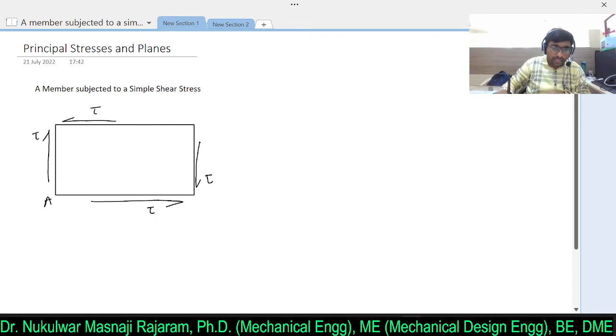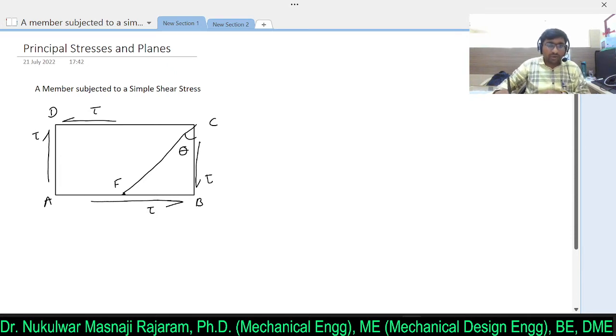So the member is our ABCD. As we need to evaluate the principal plane, here I will draw another plane. So the angle between the plane and this normal plane is theta. So here I will consider the point F. Now here we need to evaluate the principal plane and principal stresses, maximum shear stress and maximum normal stress. So let's understand one by one.